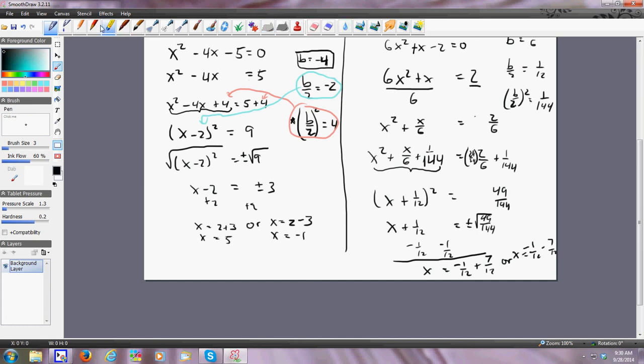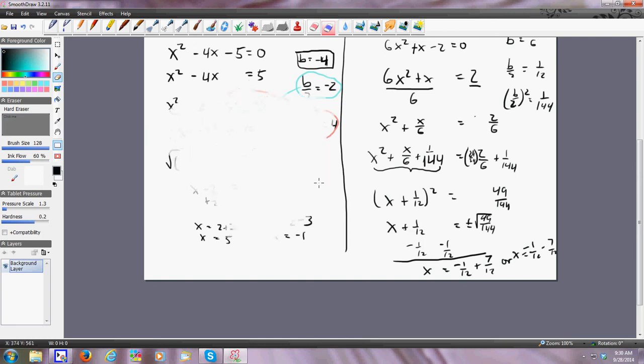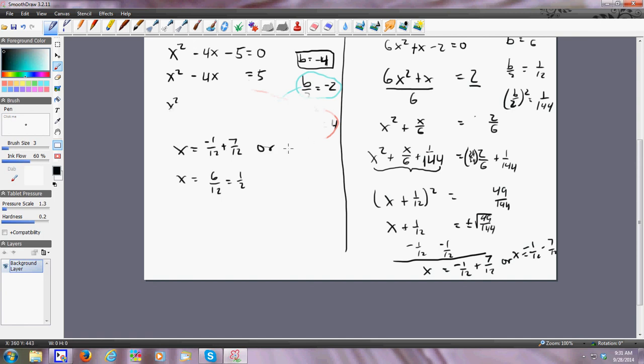And I'm going to write my final solution. I'm going to rewrite everything over here because now it's a big mess. So I have x equals negative 1/12 plus 7/12, which is x equals 6/12 or 1/2, or x equals negative 1/12 minus 7/12, which is negative 8/12. So x equals negative 2/3. And that's it. That's using the difference of perfect squares.